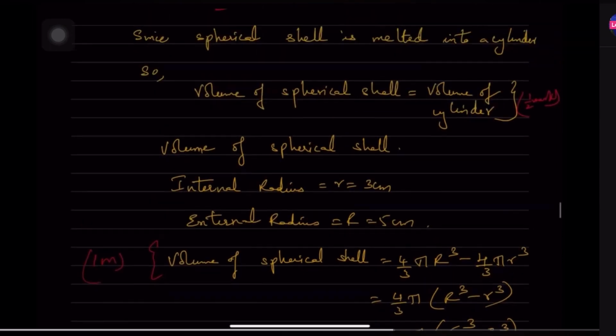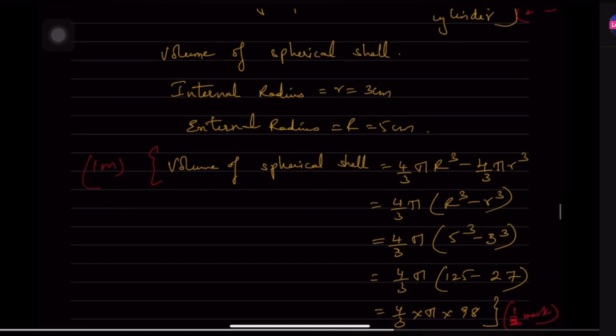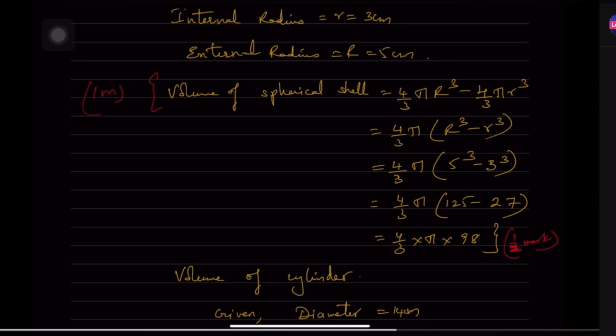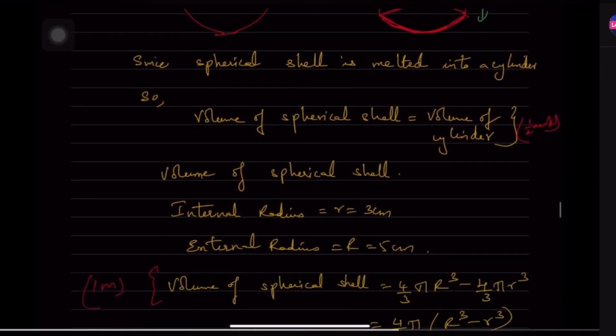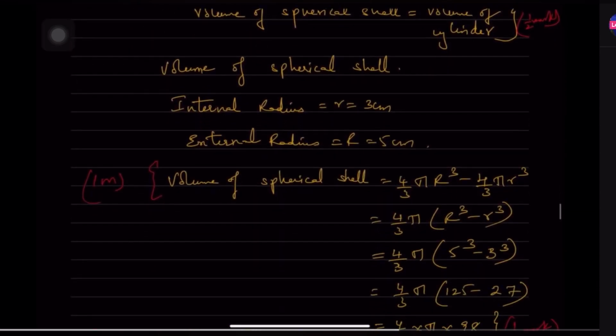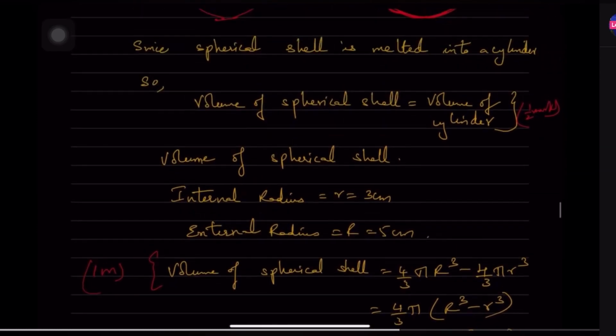So 4 marks for actually all this you're having. So volume of spherical shell is equal to 4 by 3 pi capital R cube minus 4 by 3 pi r cube, which is equal to 4 by 3 pi into R cube minus r cube. So you're getting the answer for this as 4 by 3 pi into 125 minus 27, which is equal to 4 by 3 into pi into 98. We'll be using this again, so I've left it here. So it will be easy for calculation. So for this you're having half mark. All this information, if you write down, you're going to get 1 mark.